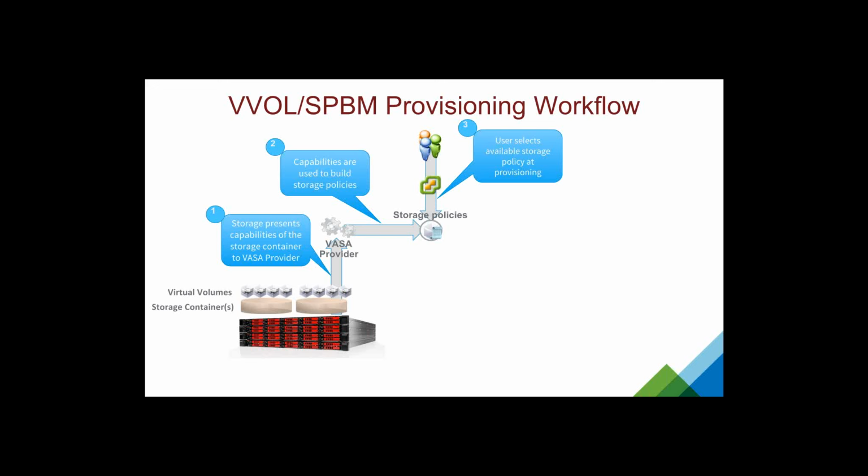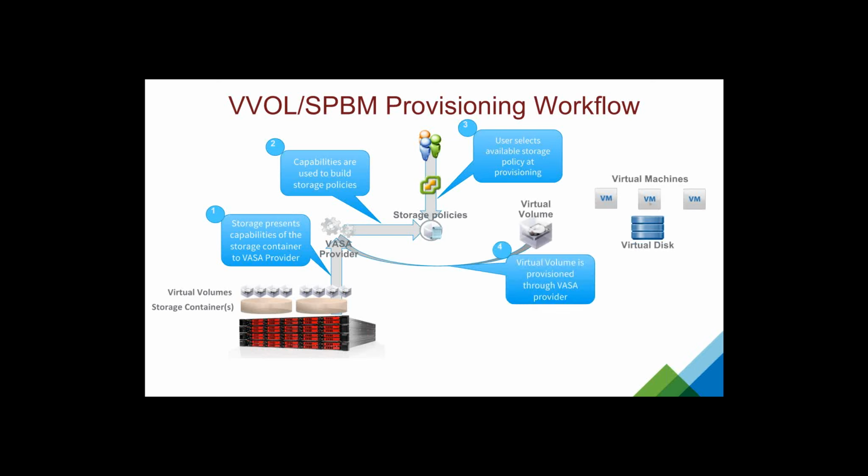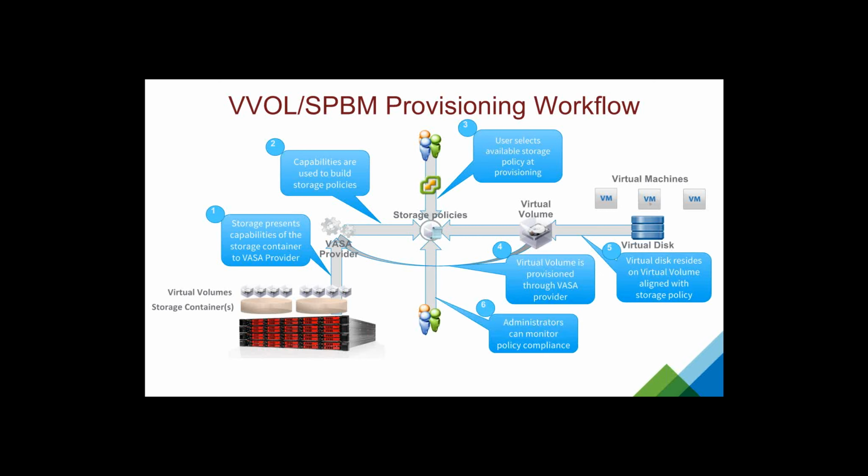The vSphere admin, and in this case the user, will choose which storage they are interested in using. A virtual volume will get created through the VASA provider for that particular storage, or actually a handful of virtual volumes for those VMs, as the VMs get created. Virtual disks will get created and make sure that they align with the storage policy that you want. And then both administrators, vSphere and storage administrators, can make sure that the policies and capabilities are in compliance.